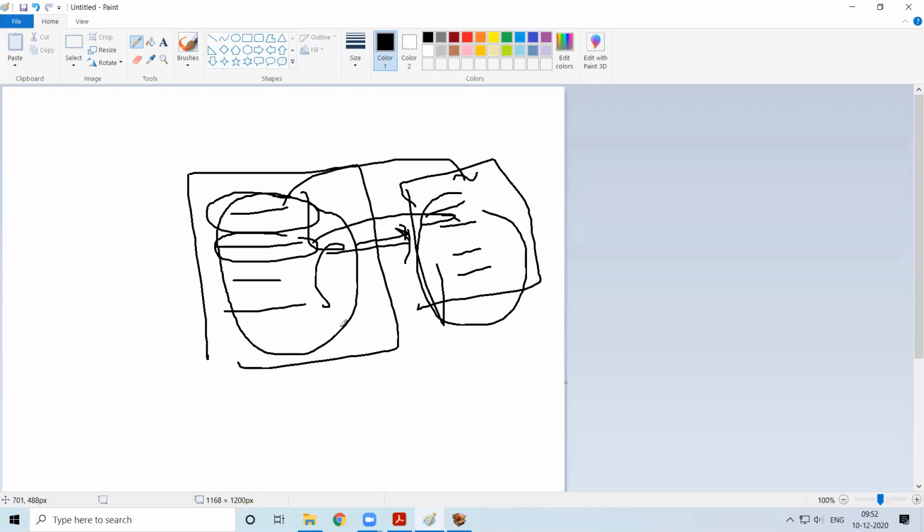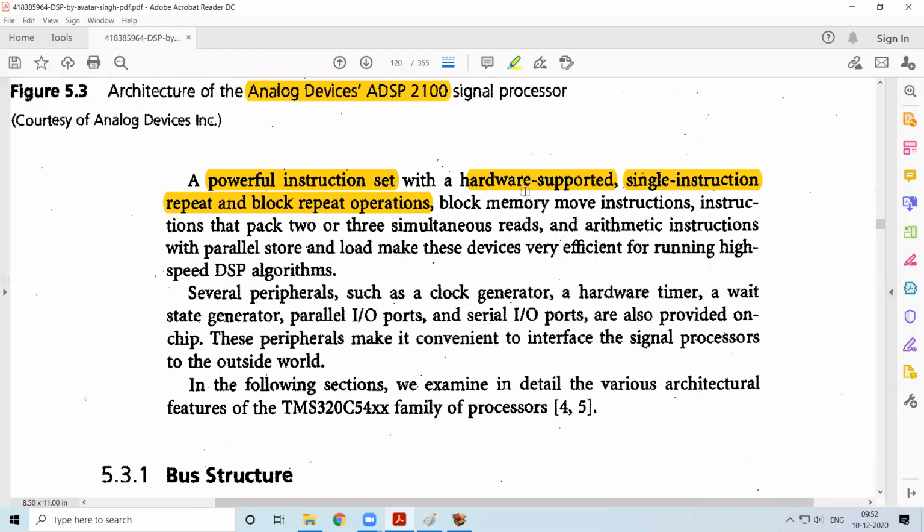Such operations, block repeat and repeat operations, can all be performed here. That is what the block memory move instructions are specified for. Apart from that, you have several IO ports which act as the peripherals. So you have a hardware timer, then a wait state generator.